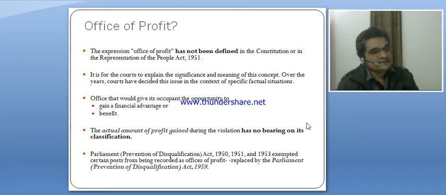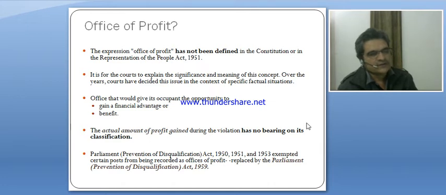Now, there is a union act, a central act, called the Parliament (Prevention of Disqualification) Act 1959, which basically lists certain offices which are not to be considered as offices of profit. So if a person who is an MP happens to hold an office mentioned in Section 3 of that act, then that person shall not invite disqualification, because it has been categorically laid down in the act itself that such and such office is not an office of profit.